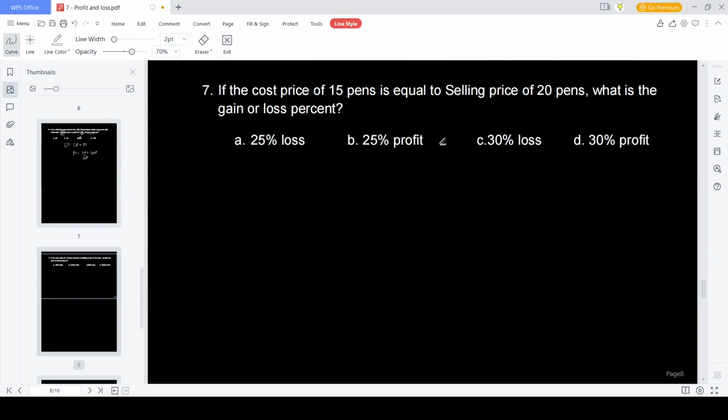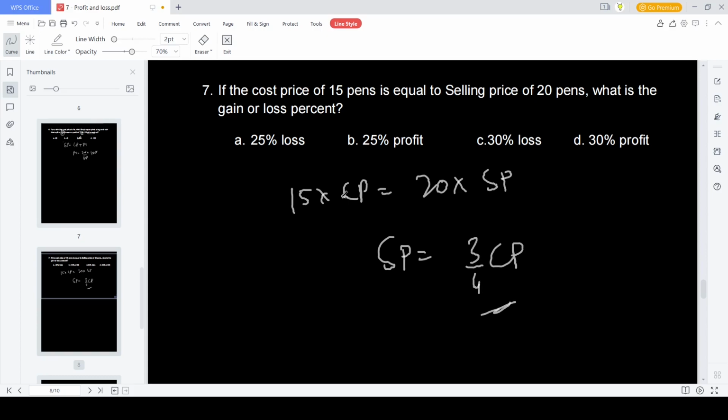Fine. Next question. If the cost price of 15 pens is equal to the selling price of 20 pens, what is the gain or loss? Cost price of 15 pens, 15 into cost price equals 20 into selling price. Now we need to find gain or loss, right? We can write this as selling price is equal to 3 by 4 into cost price, because 5 threes are 15, 5 fours are 20.